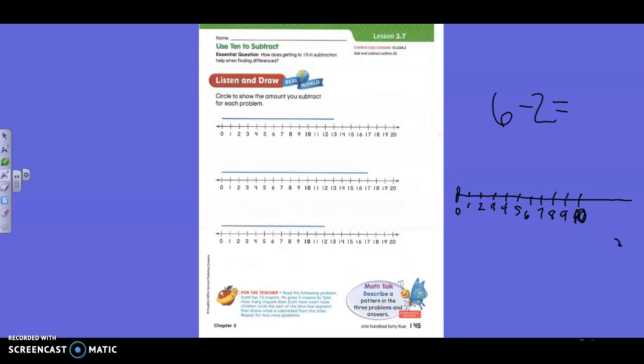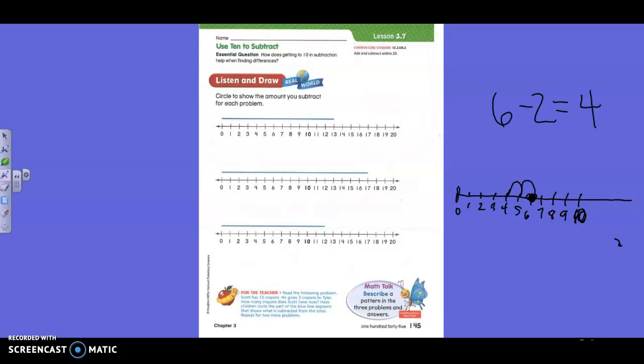They are saying to start at 6. So basically put a dot on 6. Then it says minus 2, so you have to jump backwards 2. Jump back one number, and then another number. That's jumping back 2. So 6 minus 2 is what? What did I land on? 4. 6 minus 2 is 4.